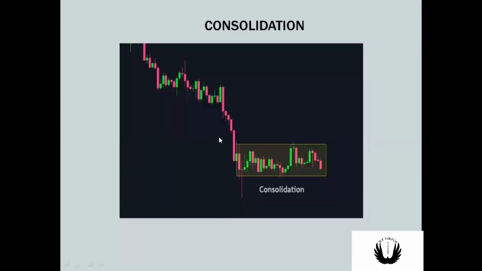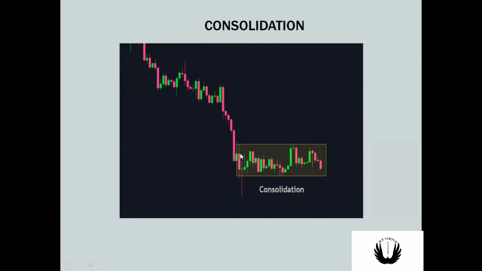We have the consolidating market. Now for the consolidating market, we don't really have a direction. We don't have a clear direction if we are buying or we are selling. The market is just moving sideways, no direction.